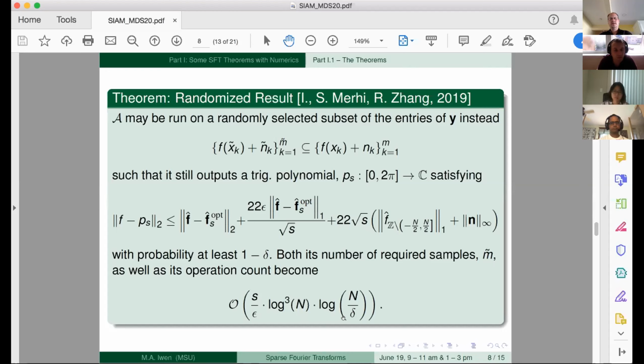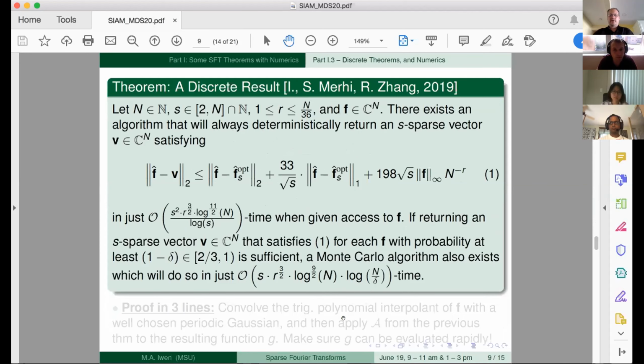Okay, so one last thing you can do. Those prior two results were about functions from 0 to 2 pi into the complex values, and I was allowing myself to pick points in the interval 0 to 2 pi any way I liked in order to get a good algorithm and some sort of guarantees for it.